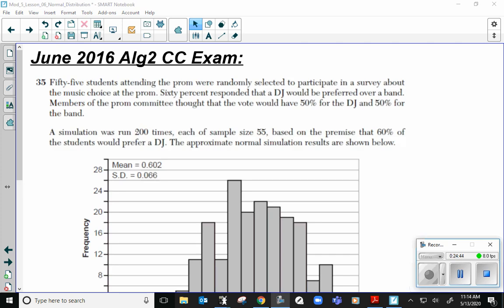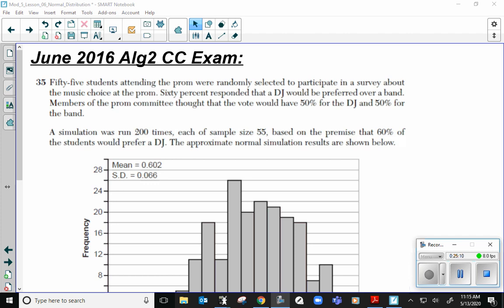All right. This is also off the 2016 Algebra 2 Common Core exam. Question 35, this is a short answer one. 55 students attending the prom were randomly selected to participate in a survey about the music choice at the prom. 60% responded that a DJ would be preferred over a band. Members of the prom committee thought that the vote would have 50% for the DJ and 50% for the band.